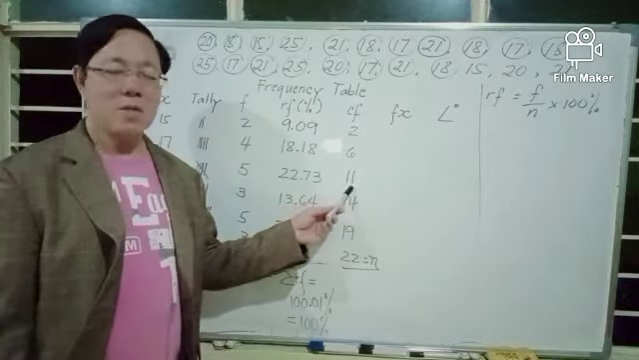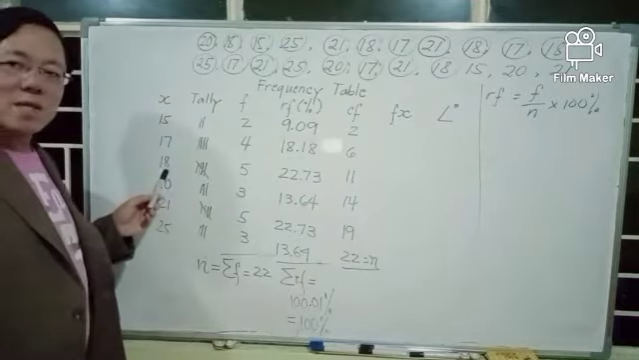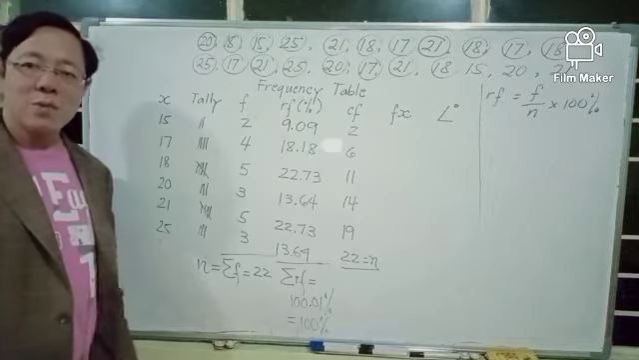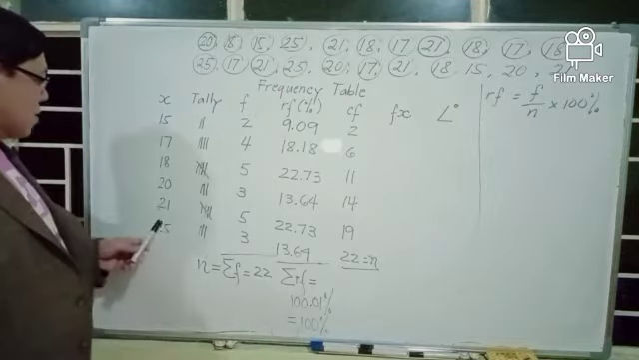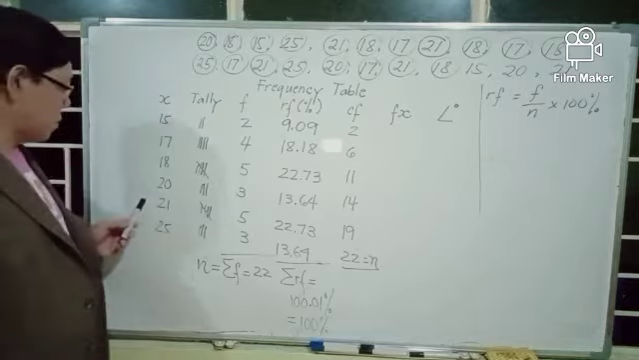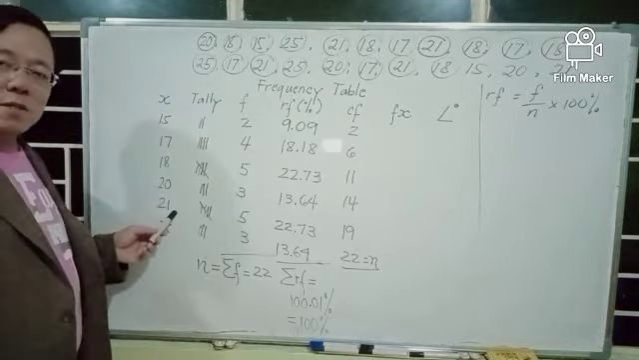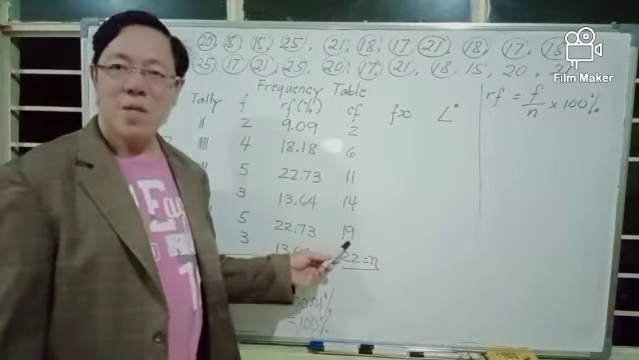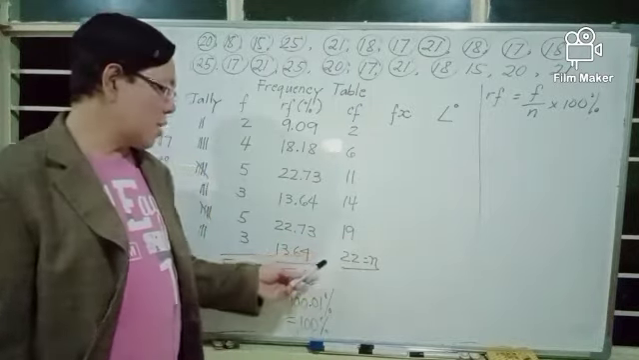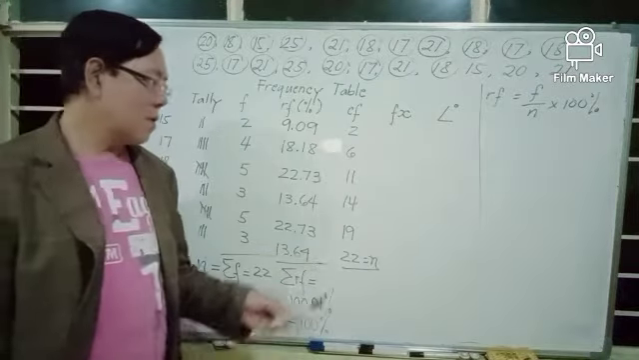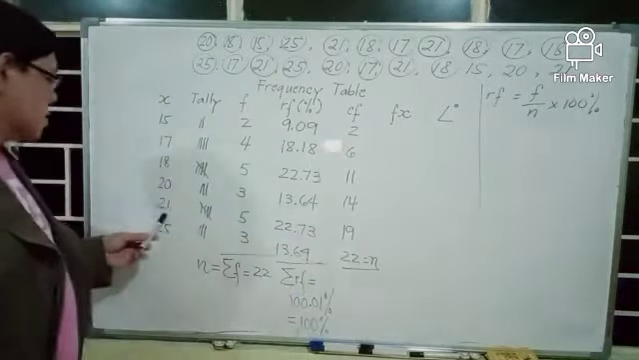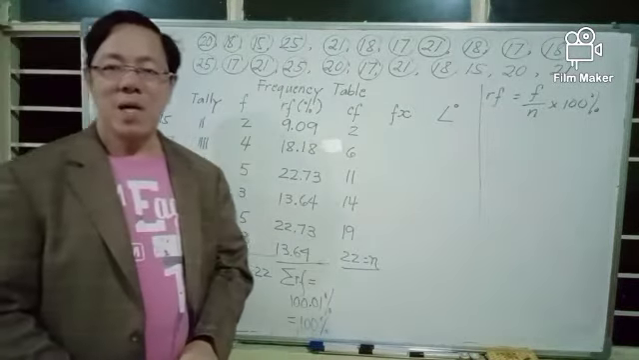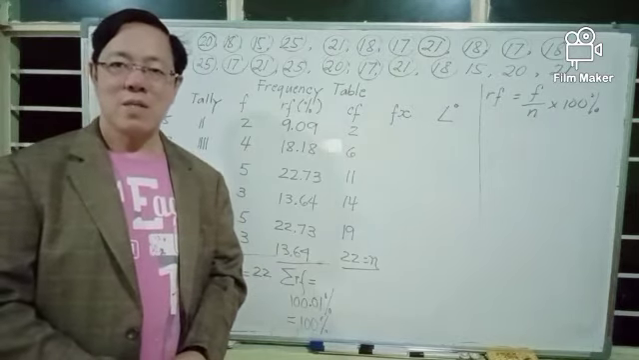There are 11 students with scores of 18 or below. If you are asked the question, how many students in the class have scores of 21 or below? Your answer is the cumulative frequency of 21, which is 19. There are 19 students out of 22 students in the class with scores of 21 or below. That's how we interpret the cumulative frequencies.